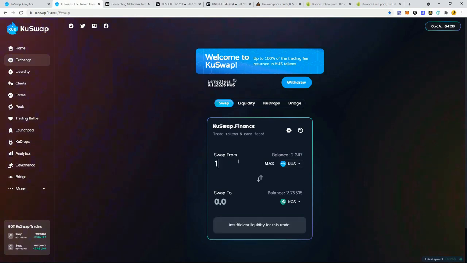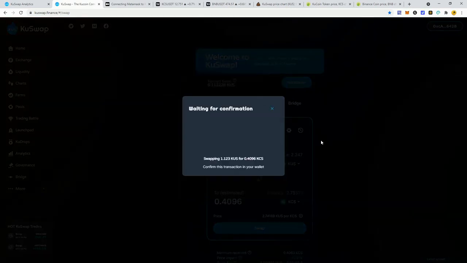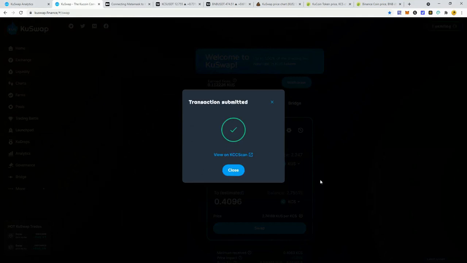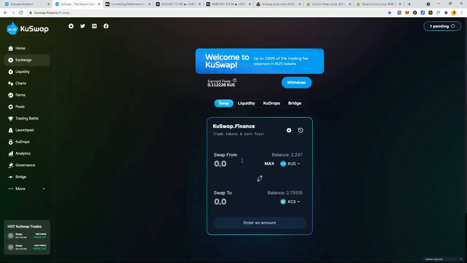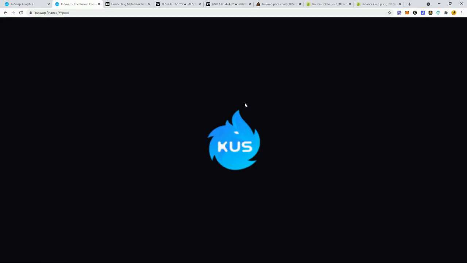All right, so I'm going to take 1.123. I'm going to sell that for KuCoin. All right, so I will be able to stake that in the liquidity pool. The reason why I'm doing it this way is because the APY is almost double. Instead of just staking my KuSwap tokens, I can pair it with KuCoin and earn double the APY, okay? So my strategy could change if those percentages change, okay?